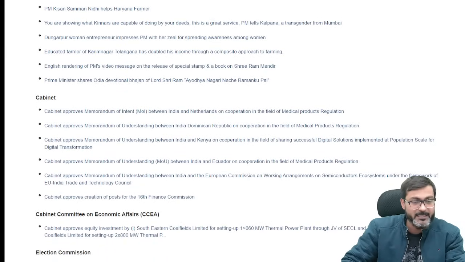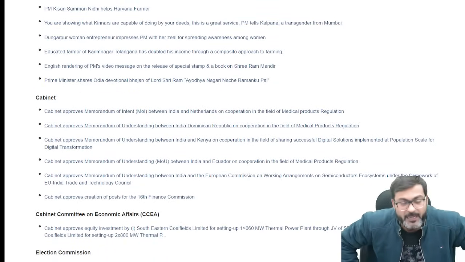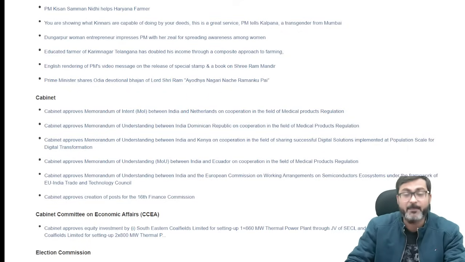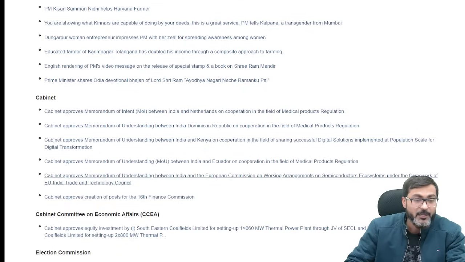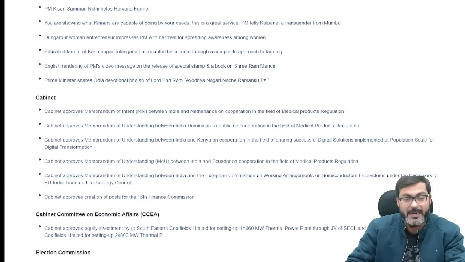Now, next is the cabinet. In the cabinet section, there are certain approvals given by the cabinet that you have to cover. So here you can see cabinet approves. These are all memoranda of understanding, MOUs or MOIs.